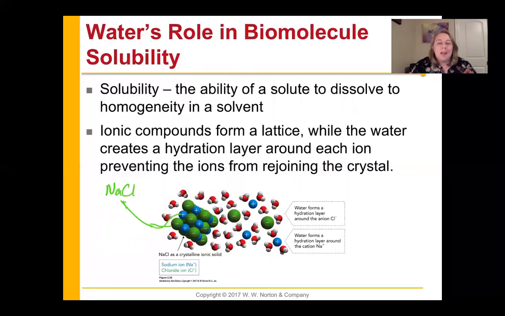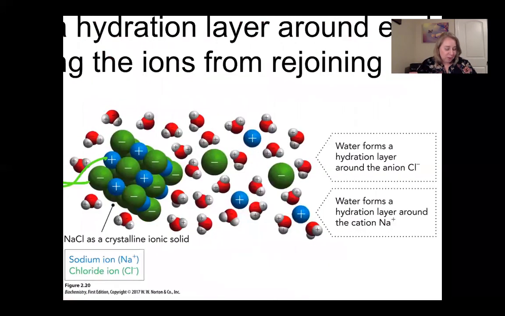So we have this ionic compound that forms a lattice. But what happens is the water molecules come in and they actually surround the molecules. So what you can see is the positive parts of the water are interacting with the negative ion, see that? And then the partially negative oxygens are interacting with the positive ions. And they're eventually going to surround them all, right? And so the water forms this hydration layer around the anions and the cations.